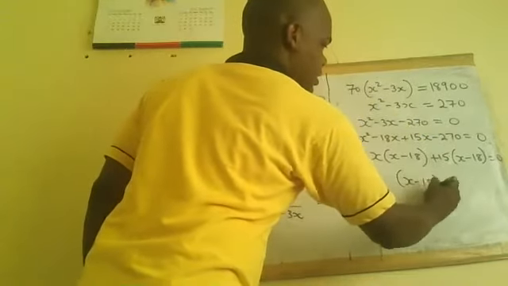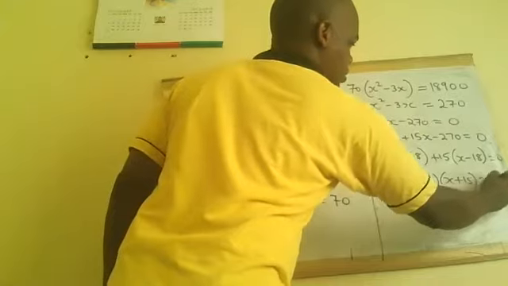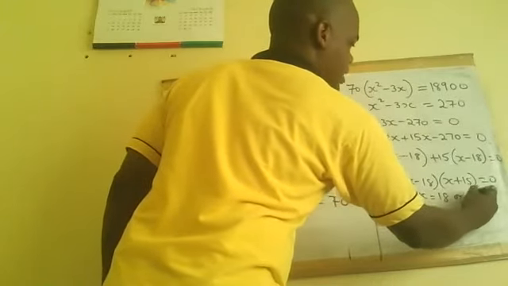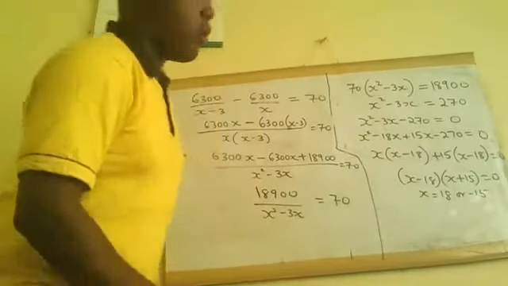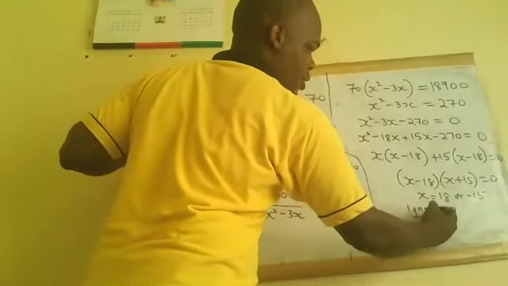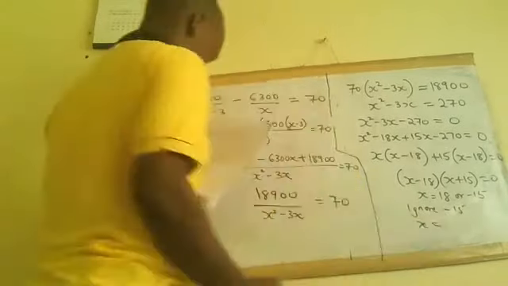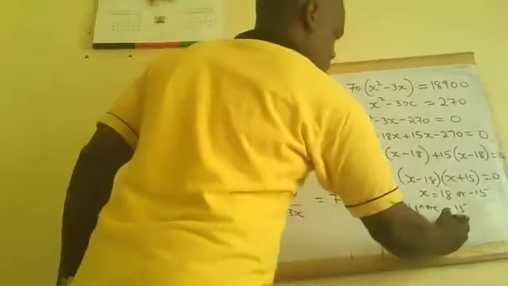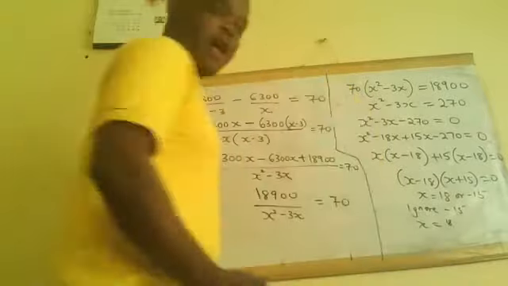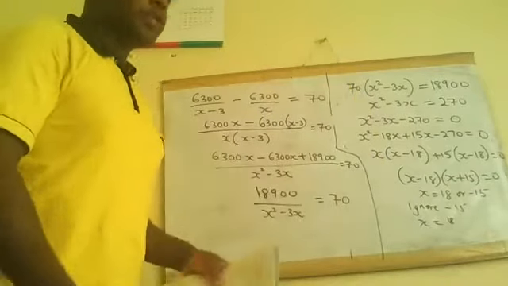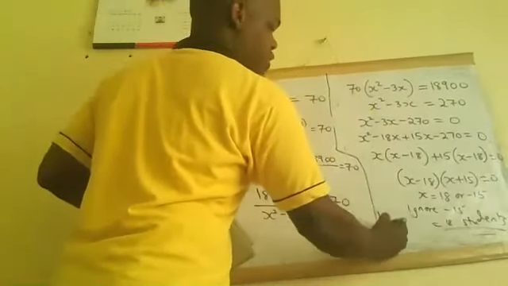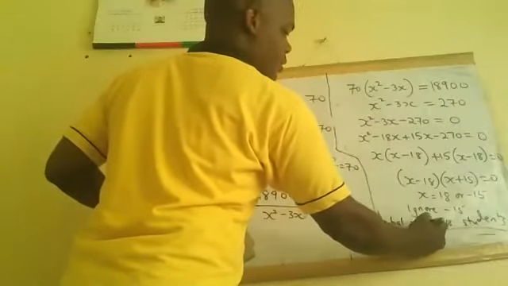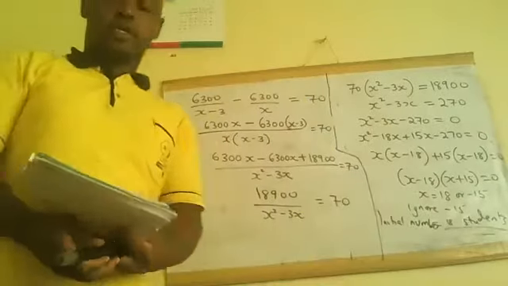So this is (x minus 18)(x plus 15) is equal to 0. x is 18 or negative 15. And then you do what? You ignore negative 15. So x is equal to 18. So that means that the initial number of students is 18 students.